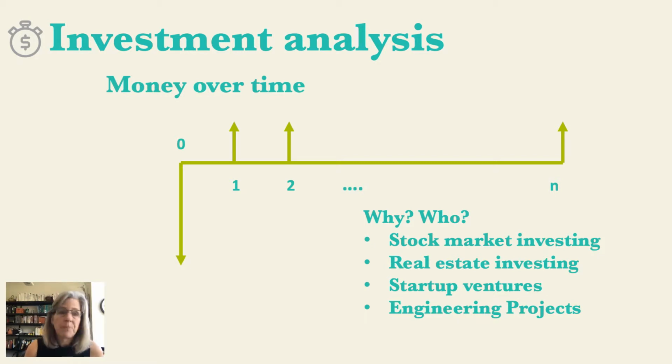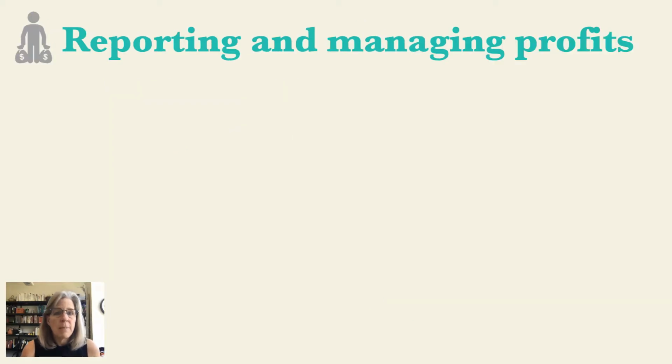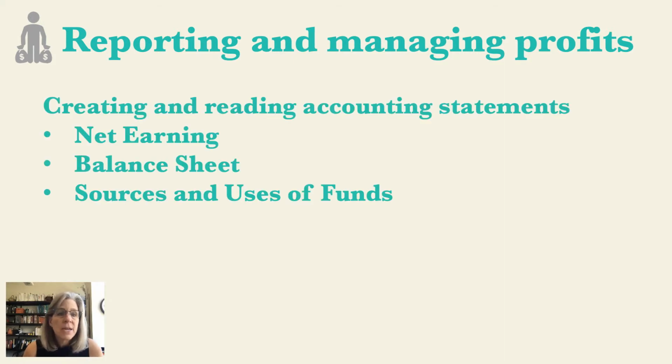Now, the second type of analysis methods that we're going to be looking at is reporting and managing profits. So in this case, we're going to sort of dive a little bit into accounting and accounting statements and try to understand what they mean. So there's 3 basic kinds of accounting statements that we're going to be looking at: net earnings, balance sheets, and sources and uses of funds.